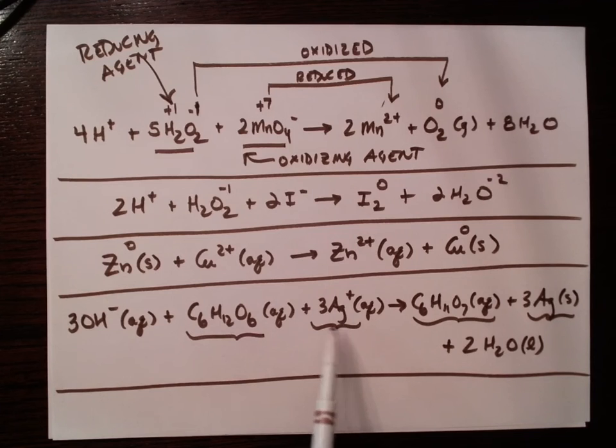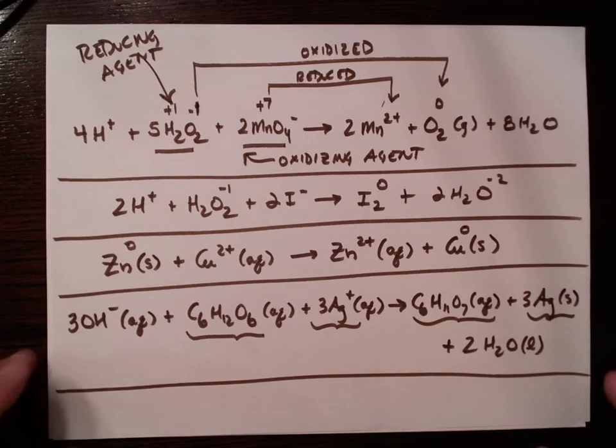And this reaction of the silver ions with the glucose actually produces silver metal. And you can mix silver ion with glucose in the presence of a base, and you can form a silver mirror on the inside of a beaker.